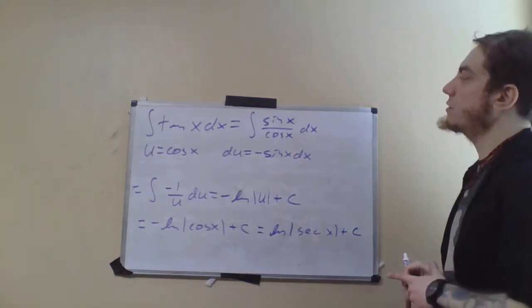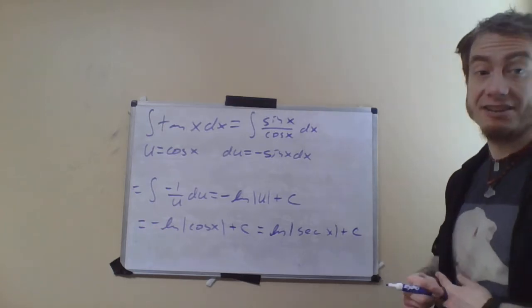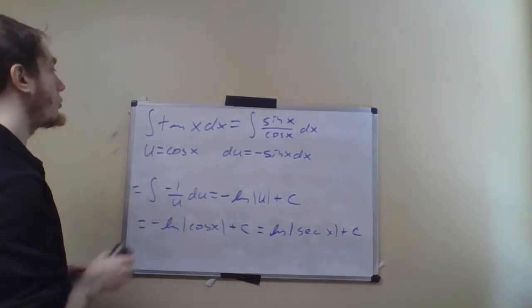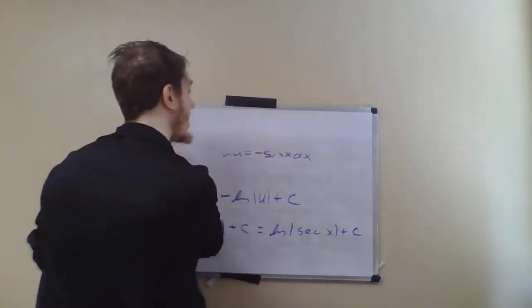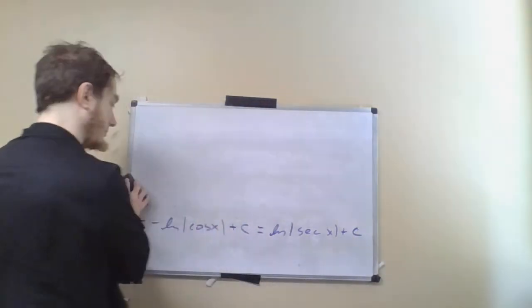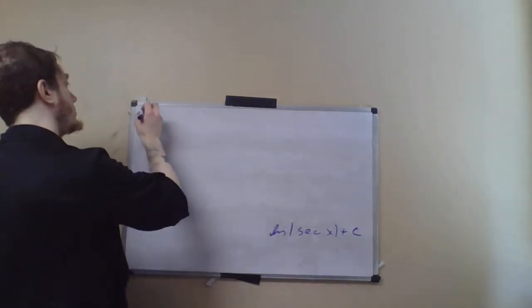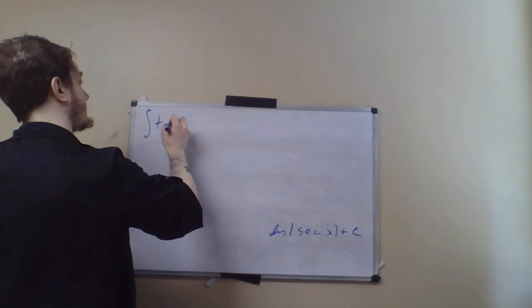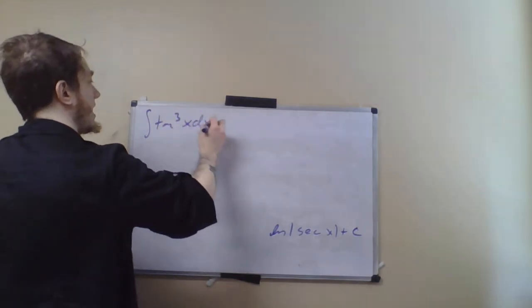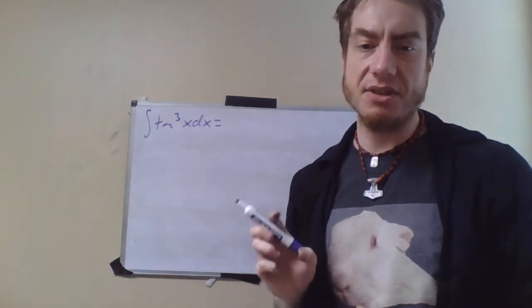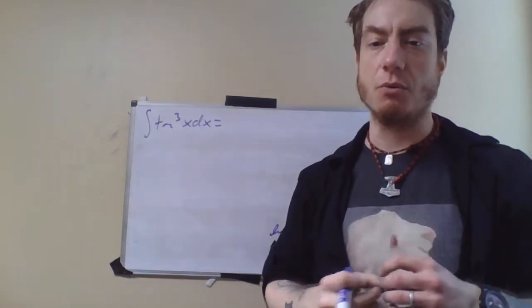So that trick works in this case if we just have a tangent x by itself. What if we had something a little more complicated? Like what if I had a tangent cubed? Well, if I have a tangent cubed, in this case, what I can do is I can try to break this thing apart in the following way.